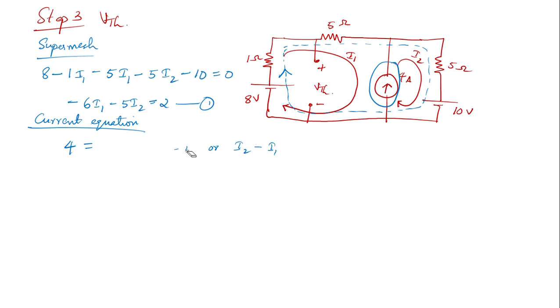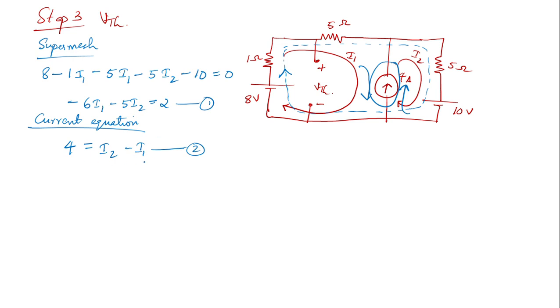In order to decide this, you look at the directions of I2 and I1. You can see I1 is going in the downward direction compared to the 4 ampere, whereas I2 is going in the upward direction. So I2 is in the same direction as the 4 ampere, and you can write it as I2 minus I1. So you can solve both the equations.